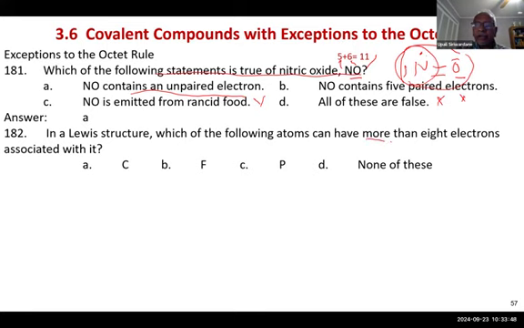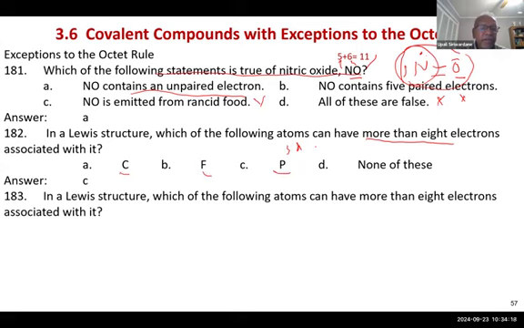Which of the following elements can have more than 8 electrons associated? This is period 2, this is period 2, this is period 3. Period 3 has 3d orbitals, so there's a possibility of forming structures with phosphorus that has 10 or 12 electrons. Therefore, the answer is C.